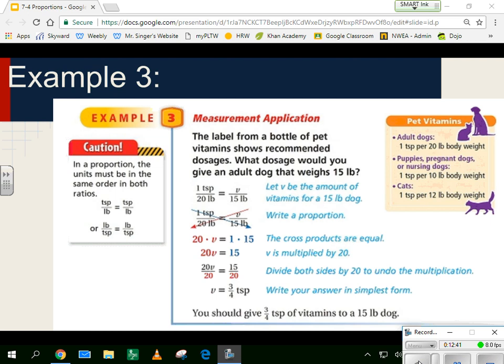So 1 times 15 is 15, and 20 times v is 20v. So then you have to divide both sides by 20, and because you can see that you have 15/20ths, you know that you're going to have a number that's less than 1. So really all you have to do is simplify 15/20ths, and you get 3/4. So you can do word problems the same way, setting up a proportion. And sometimes you have to, because it doesn't always work out evenly like this one.